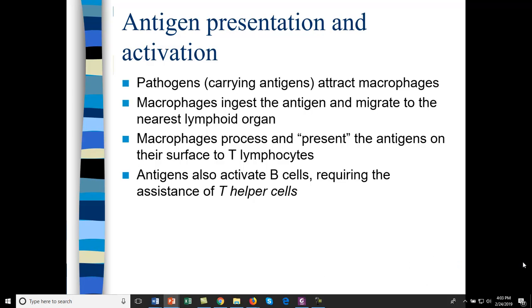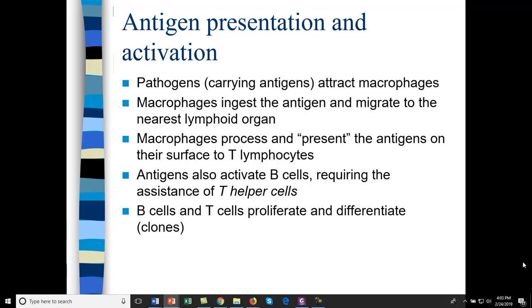I am so sorry. Okay, so they activate B cells, but B cells require the assistance of T helper cells. So T helper cells actually get the process moving. Okay. Then B cells and T cells proliferate and differentiate. So you get different clones of B cells and T cells that match onto the antigens that have been displayed by the macrophage.